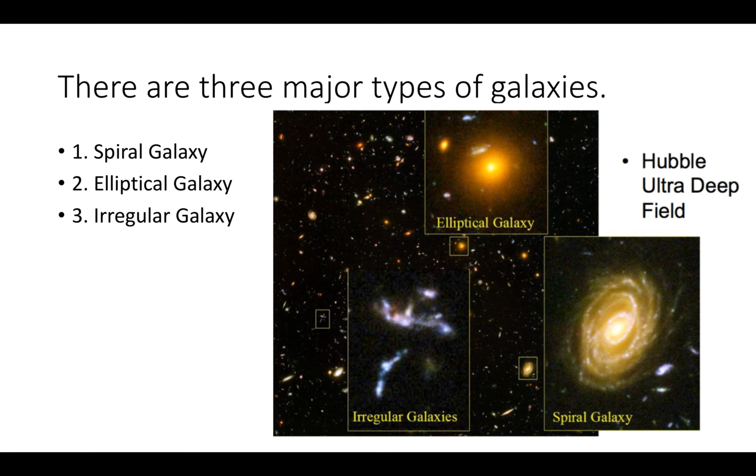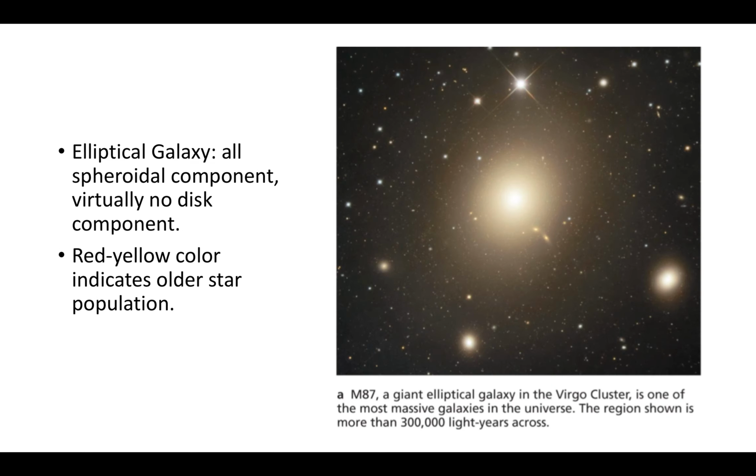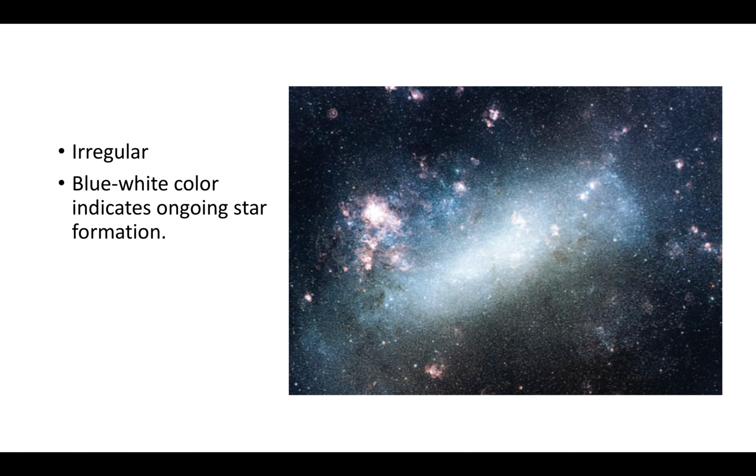Another form of a spiral galaxy is a lenticular galaxy. It has a disk, just like a spiral galaxy, but it's not as dusty. So it's actually an intermediate between a spiral and an elliptical galaxy. But the elliptical galaxy has the spheroidal component, but no disk component. So it kind of just looks like a big sphere, if you will. A lot of elliptical galaxies, if you see them in red and yellow, means that the stars are very old. The third type is an irregular galaxy, and with irregular galaxies you tend to see a lot of blue colors, which means that there's ongoing star formation.